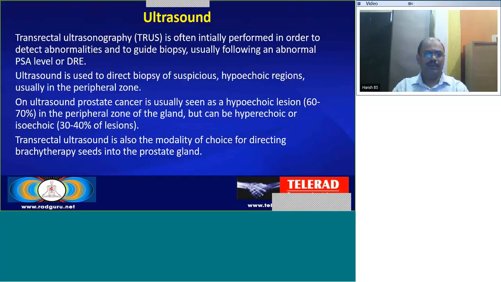The transrectal ultrasound is often the initial modality performed, usually followed by an abnormal PSA level or digital rectal examination. Ultrasound is used to direct biopsy of the suspicious hypoechoic regions, usually in the peripheral zone. On ultrasound, prostate cancer is usually seen as a hypoechoic lesion. In 60 to 70% of the cases, it's in the peripheral zone of the gland, but can be hyperechoic or isoechoic in 30 to 40% of the lesions. Transrectal ultrasound is also the modality of choice for directing brachytherapy seeds into the prostate gland.